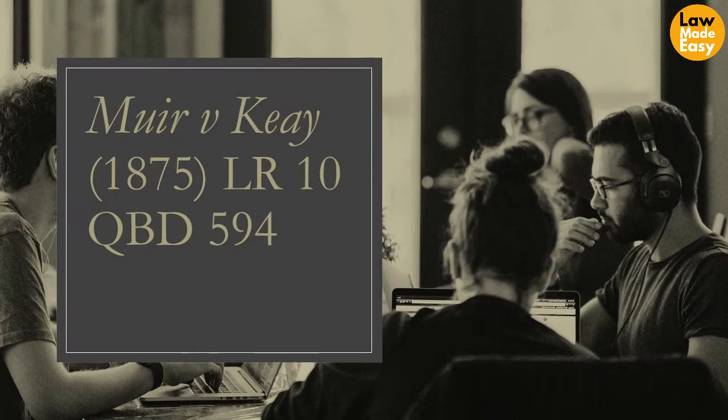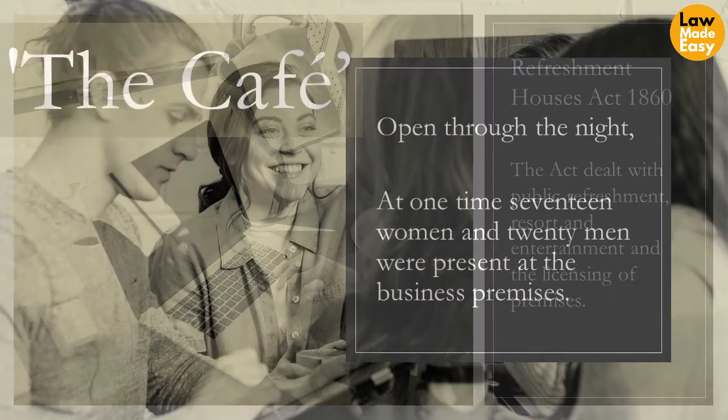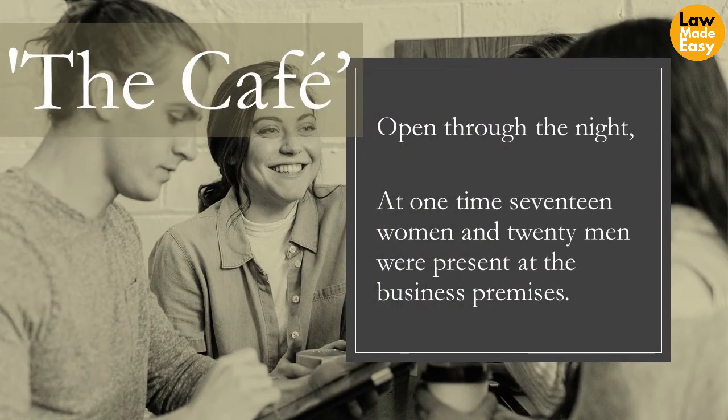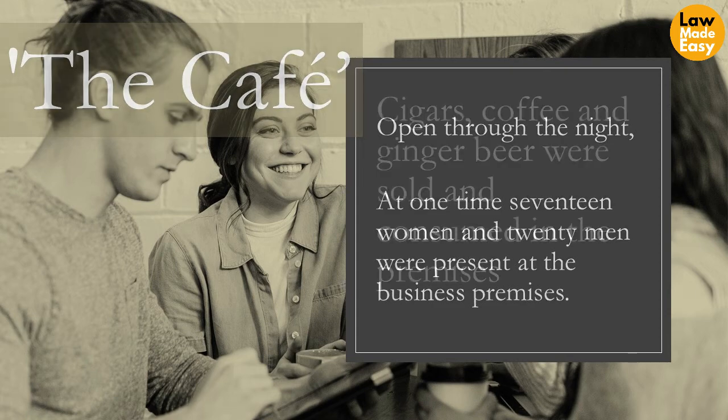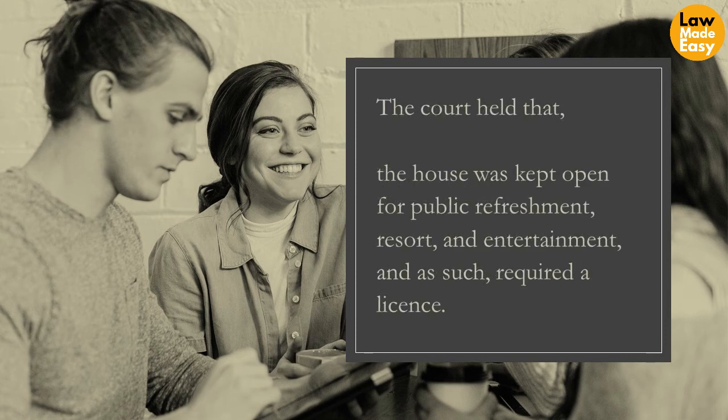Another example is Muir against Keay, 1875 case, where the court considered the Refreshment Houses Act 1860, which dealt with public refreshment, resort and entertainment and the licensing of premises. The defendant was running a business under the name The Cafe. It was found to be open through the night, and at one time 17 women and 20 men were present at the business premises. The cafe sold them cigars, coffee and ginger beer, which they were consuming in the premises. The court held that the house was kept open for public refreshment, resort and entertainment, and as such required a license.